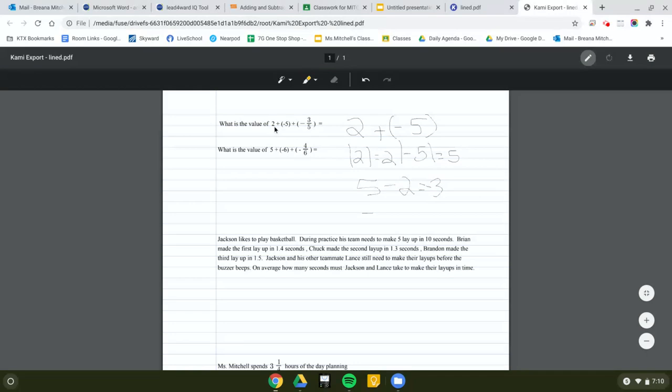So I have -3. So this right here is -3 plus my -3/5. So now we have to see. The easiest way to think about this, guys, is these two signs right here are negative. So when you're adding two negatives, you just keep the sign and you add them together.